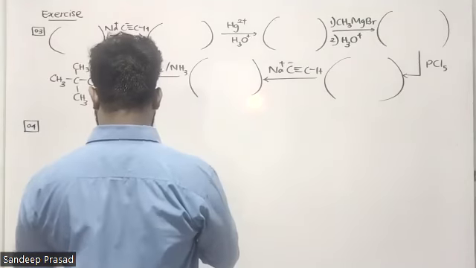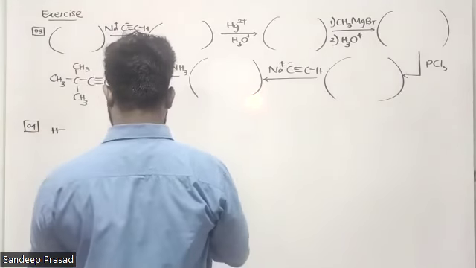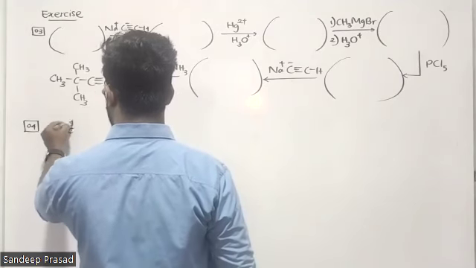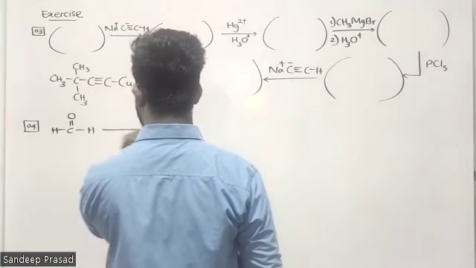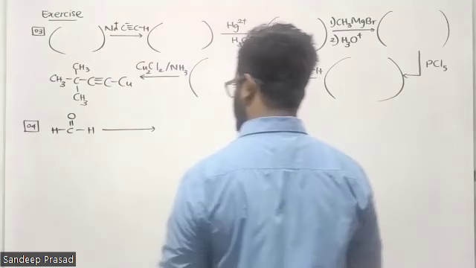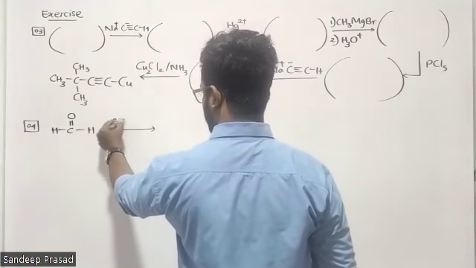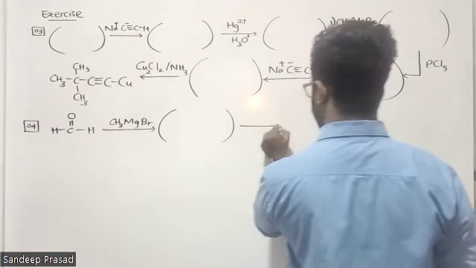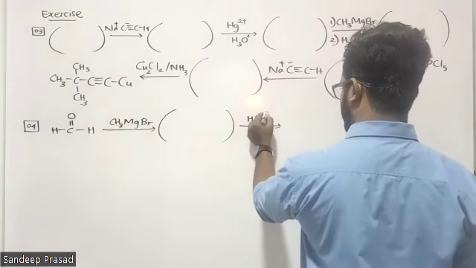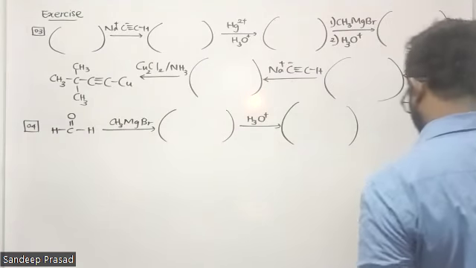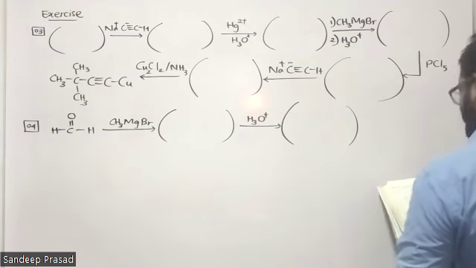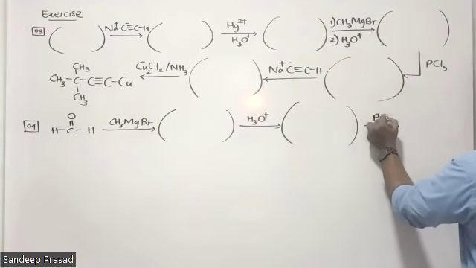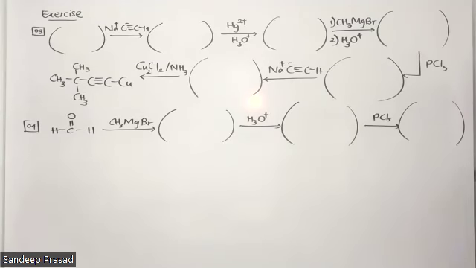Number four. We can start from methanol. CH3MgBr, Grignard reagent is added. Then H3O plus. PCl5.